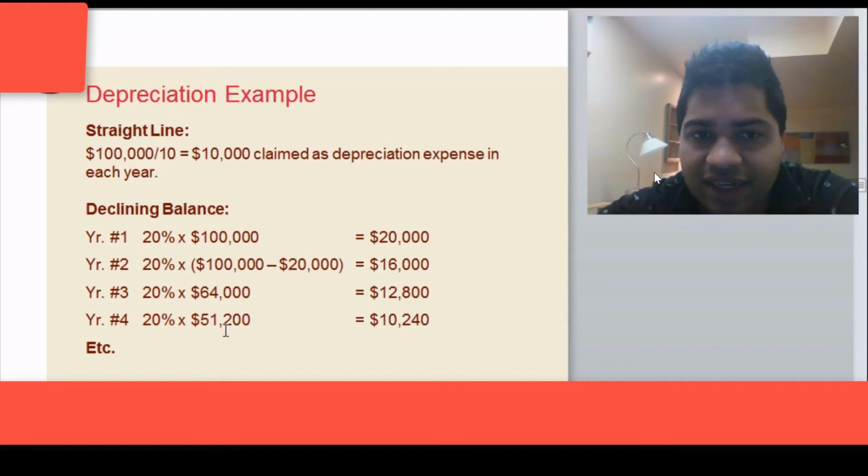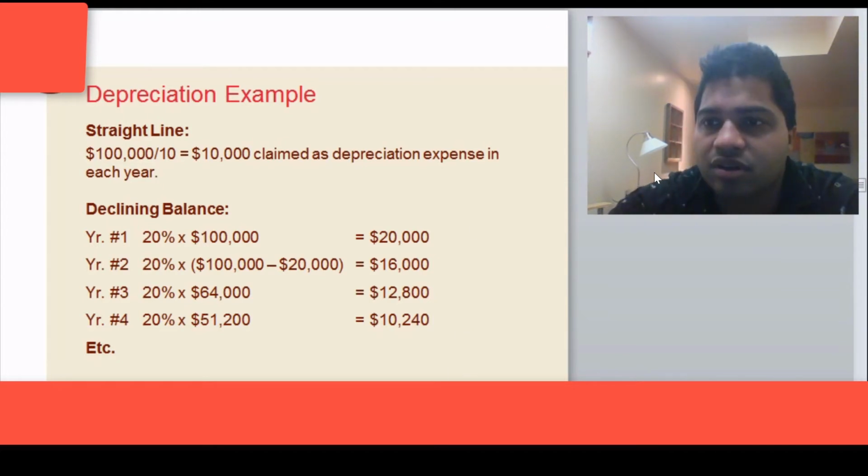This is how declining balance works. For example, 20%, that is 20,000, you will take in the first year. Then 20% of what is remaining you will take in the next year, and 20% of what is remaining in the year after. So depreciation keeps on reducing.